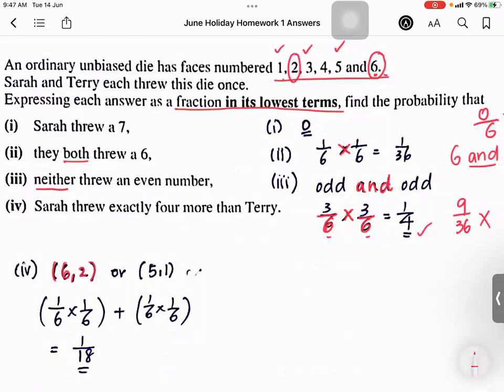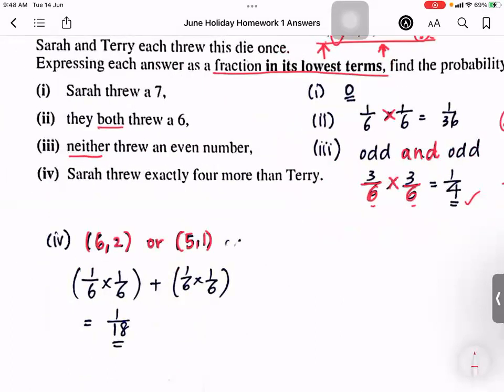That's one combination. Or I can have the next case, Sarah can throw a 5, right? If Sarah throws a 5, that means 5 minus 4, Terry must throw a 1. So 5, 1. Okay, so this case or this case, and "or" means we do addition.